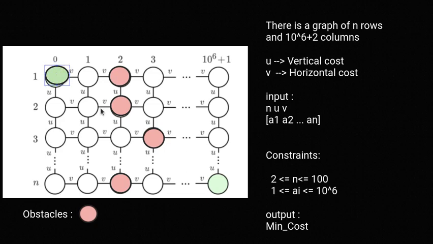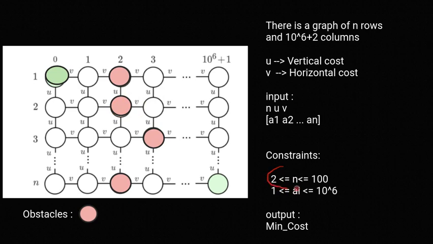So here are the inputs. The first line is going to be n, the number of rows, U, the cost of moving it upward and downward, V, the cost of displacing it to left and right, and then there will be an array of n elements. The first element will point to the position of the obstacle in the first row. The second element will point to the position of the obstacle in the second row. By position I mean the column number. For example, here the column number should be 2. So the second element should be 2.